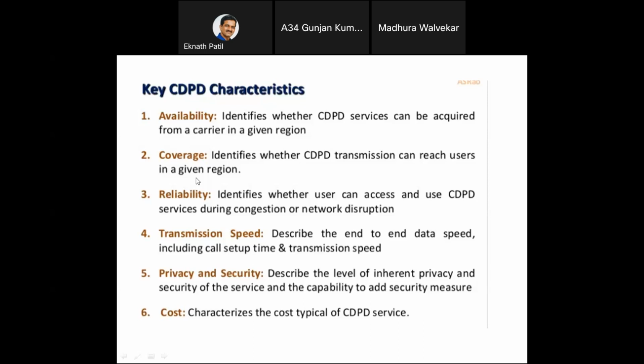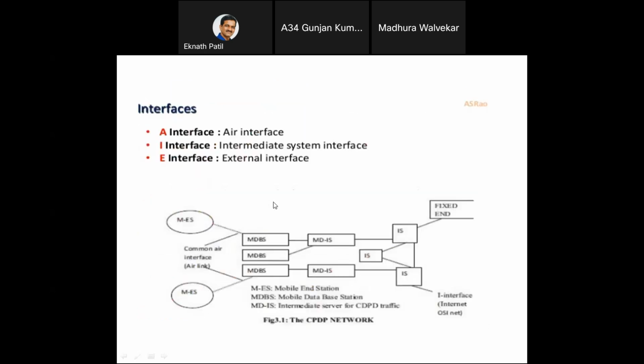Privacy and security, as we know, is also important. It describes the level of inherent privacy and security of the services and the capability to add security measures. Cost characterizes the cost of typical CDPD services. Interfaces: I is the intermediate system interface and E is the external interface.